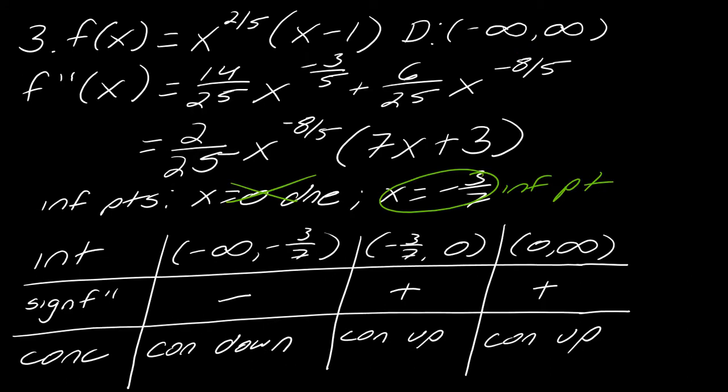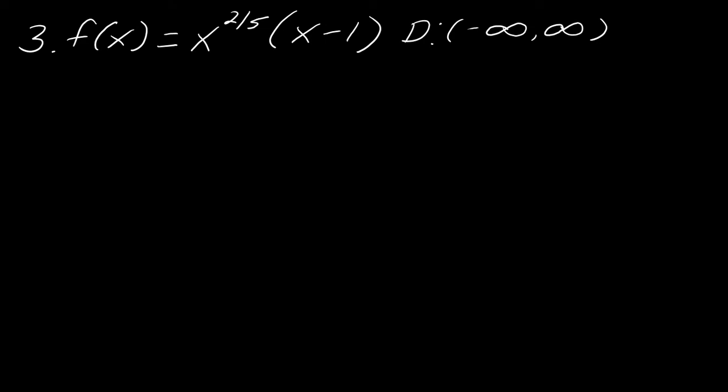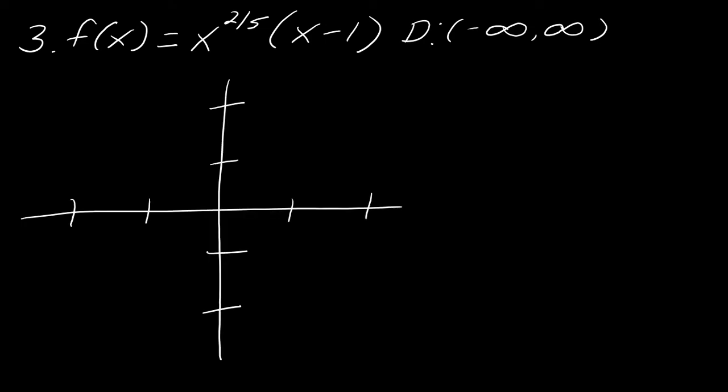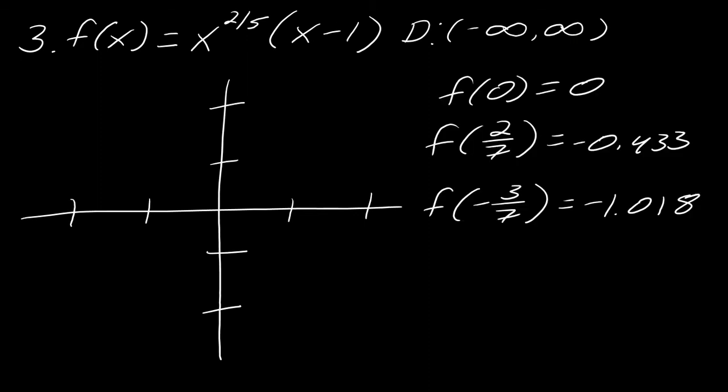So let me clear some space and let me make a graph. Going back to all of our critical points and our inflection points, I just want to write those down so I know what to plot. So let me note all those. Okay, now I've plugged in all my points, so I can go ahead and plot all those.